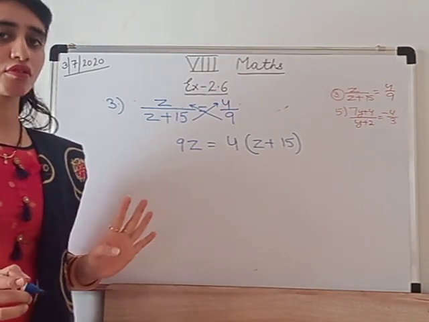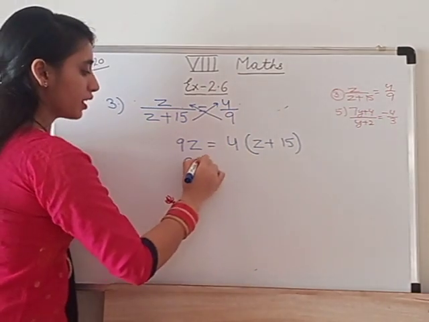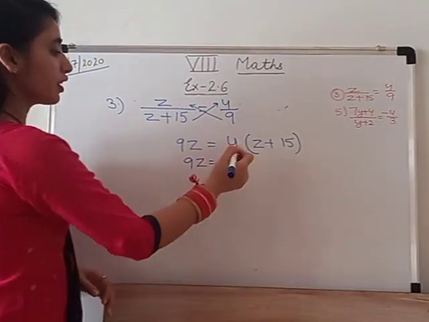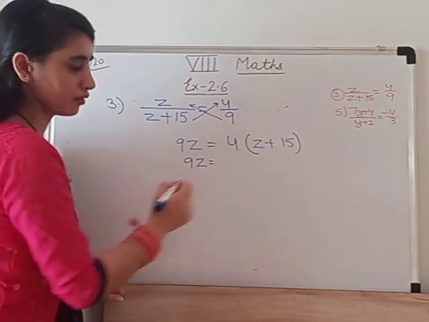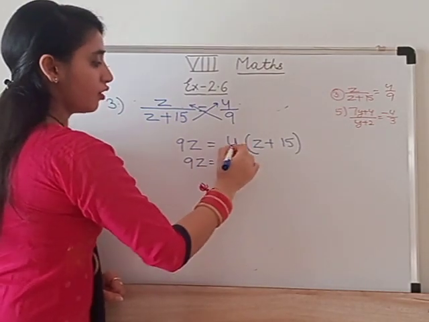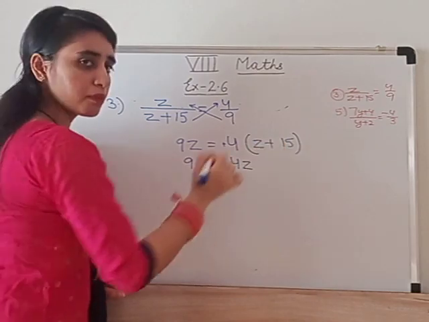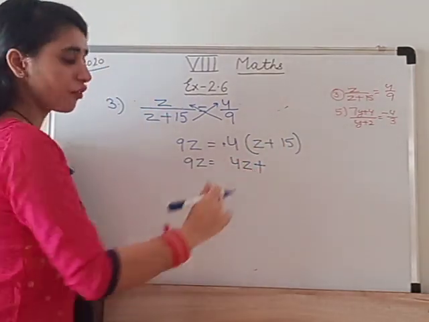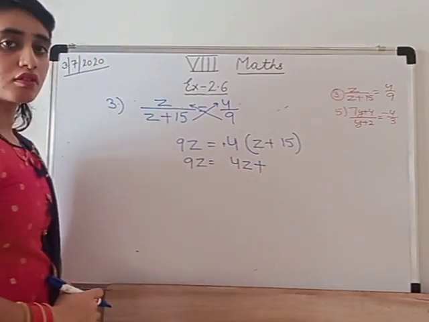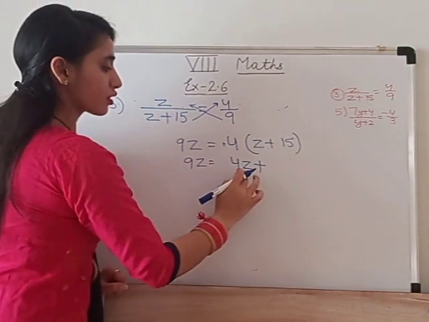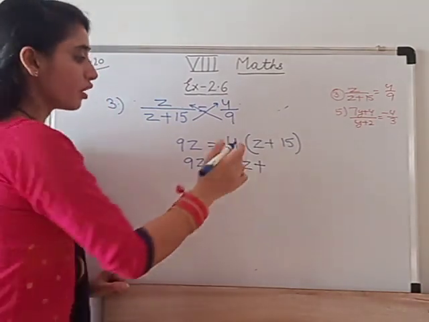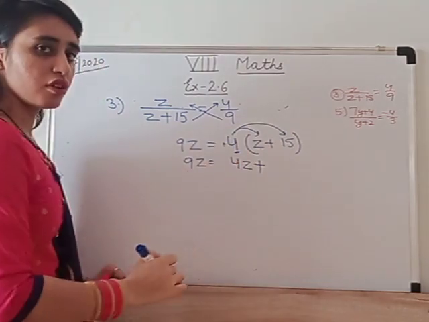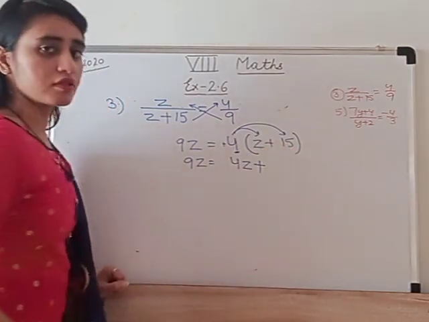Okay, that is wrong. And now multiply 4 with z plus 15. How can we multiply? 4 into z, 4z. Now here positive sign, here also positive, plus plus plus. Okay, first write this sign. Don't multiply like 4z plus 15. 4 is multiplied with z as well as 15, and with symbols also.